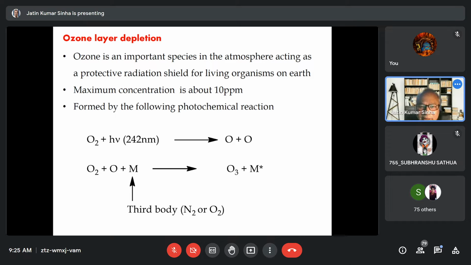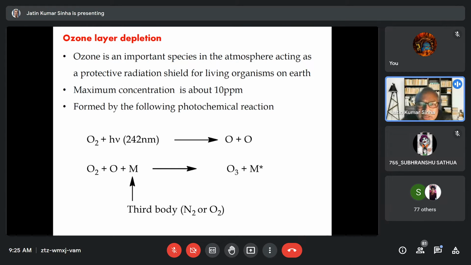and the maximum concentration of O3 in the atmosphere is 10 ppm. Anything less than that, or any depletion in O3, will be a problem for us because it won't be able to filter out all the toxic rays, particularly the UV rays coming from the sun.